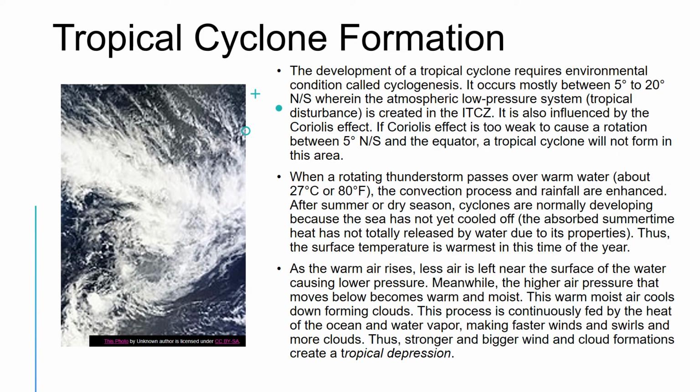Tropical cyclone formation. So the development of the tropical cyclone requires environmental condition called cyclogenesis. It occurs mostly between 5 degrees to 20 degrees north or south, wherein the atmospheric low pressure system or the tropical disturbance is created in the ITCZ. It is also influenced by the Coriolis effect. If Coriolis effect is too weak to cause a rotation between 5 degrees north or south and the equator, a tropical cyclone will not form in this area.